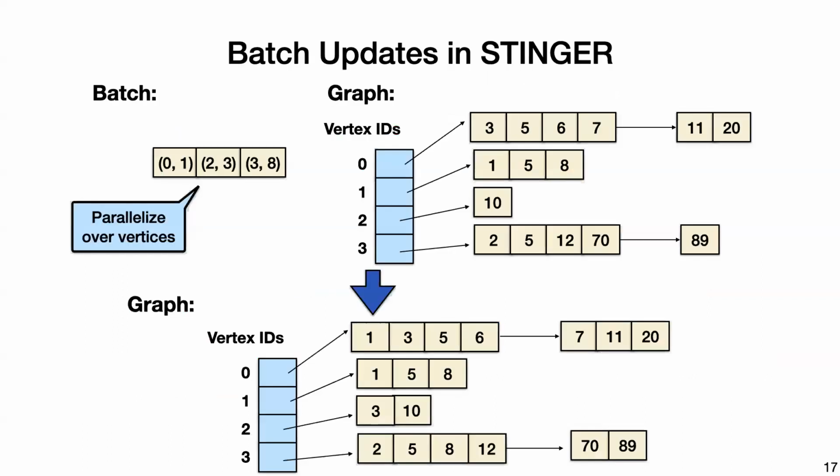So this is just a small illustration of how you do the batch update. Suppose you have this graph and you have this batch of edges. So 0, 1, 2, 3, 3, 8. And in Stinger, the easiest way that they do it is you can just trivially parallelize over the vertices. All the linked lists are separate and you just add into them.